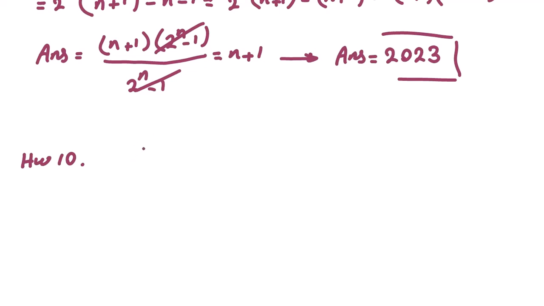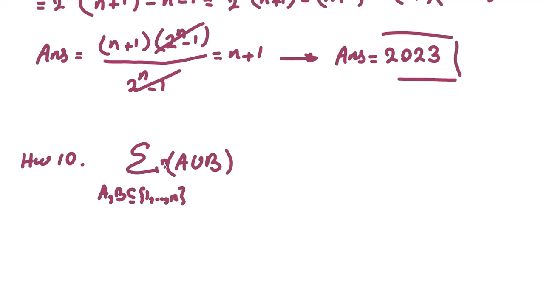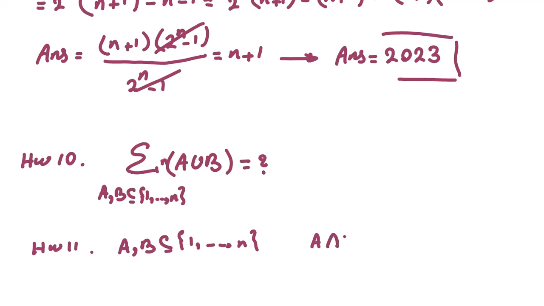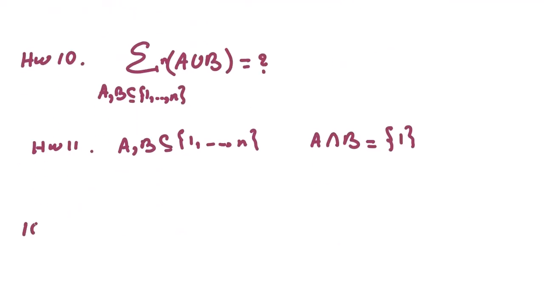For example, consider the sum of the number of elements of A union B, such that A and B are subsets of 1 to n. N of A union B means the number of elements here. Okay, it is homework. Homework 11: suppose A and B are subsets of 1 to n. How many pairs of subsets do we have such that A intersect B equals, for example, let me show, equals 1? Okay, how many A and B do we have that satisfy this condition? Okay, 11 homeworks, so we have 10 ideas and 11 homeworks.